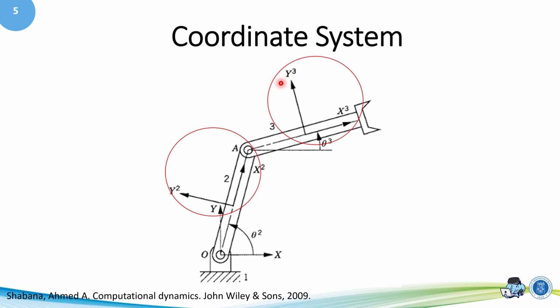Usually, the center of the local coordinate system is put at the center of gravity of the links. As you can see here, the center of the local coordinate system x2, y2 is located here. And the center of the local coordinate system x3, y3 is the center of link number 3. And this one is the global coordinate system.